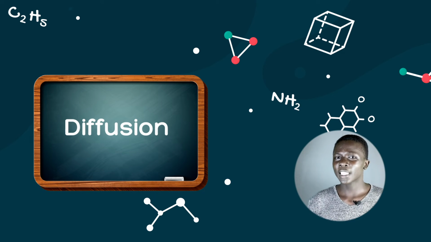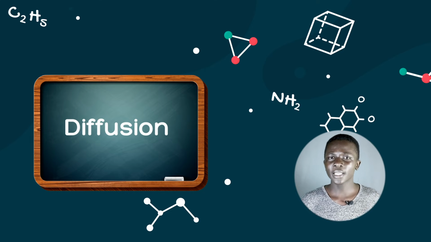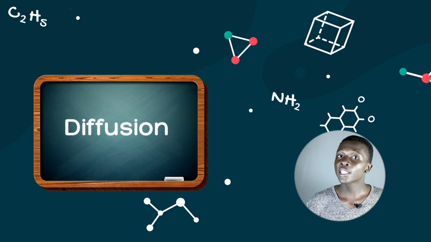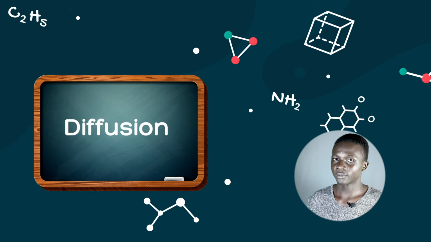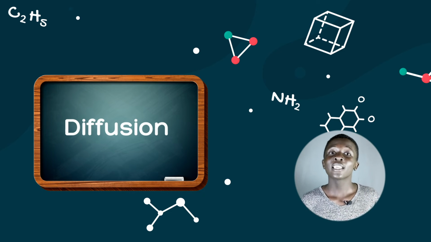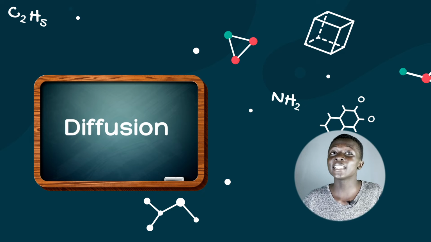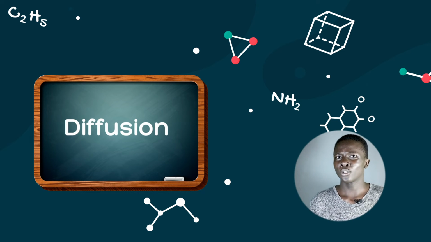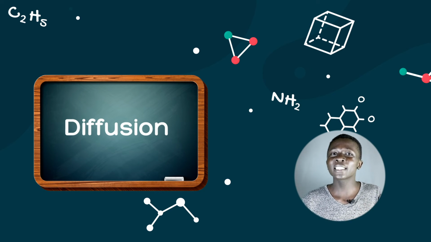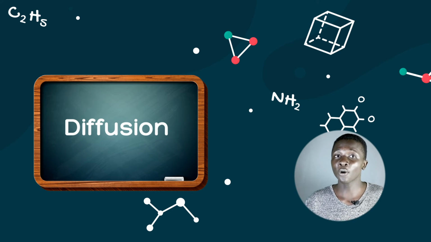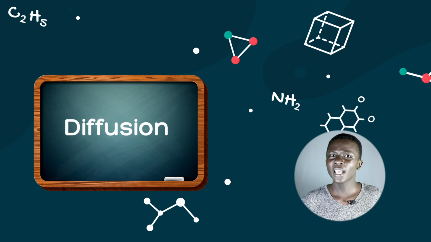The rate of diffusion can be affected by a number of factors. Number one, concentration gradient. The greater the difference in concentrations, the quicker the rate of diffusion. Number two, the temperature. The higher the temperature, the more kinetic energy the particles will have, so they will move and mix more quickly. Number three, the surface area of the cell membrane separating the different regions. The greater the surface area, the faster the rate of diffusion.